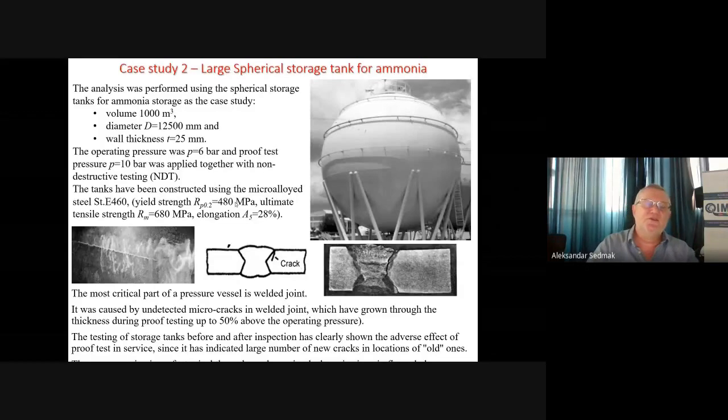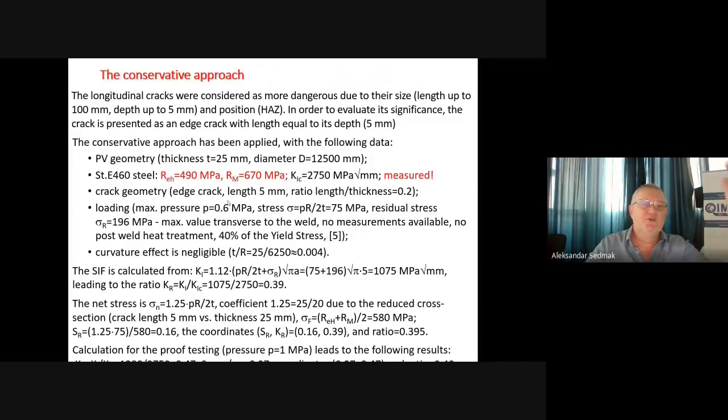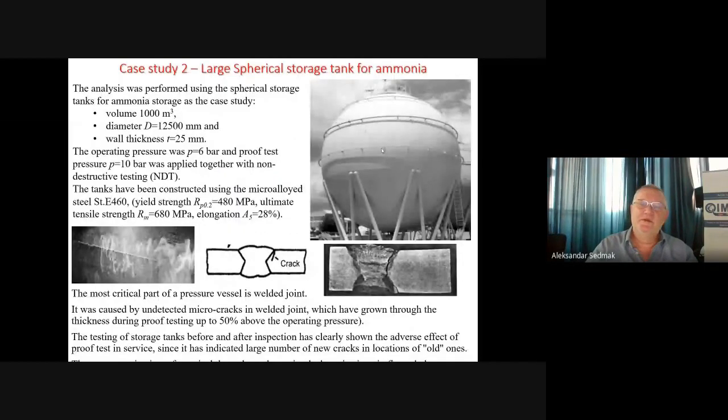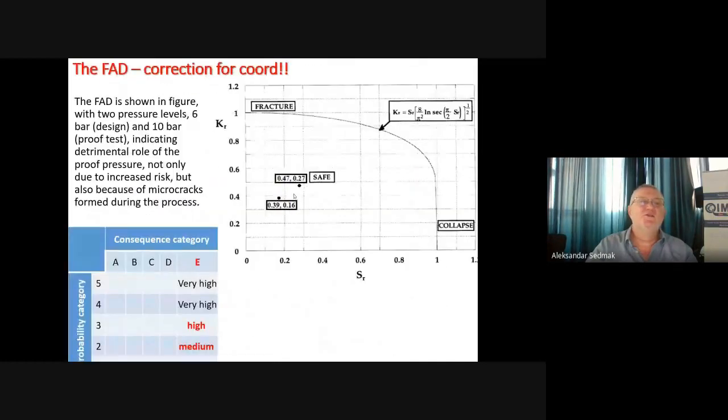the same story, and also it is focused on proof test. And once again, we have shown that proof test is really useless and potentially harmful. So it is about the same procedure, the same reasoning, a bit of different material, different, of course, pressure vessel. It is storage tank. It is critical because it contains ammonia, so its consequences are also catastrophic. And you can really check on your own all this calculation.